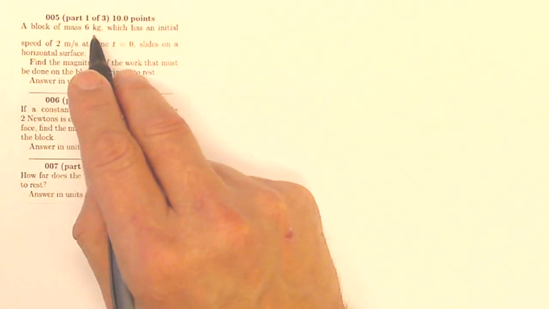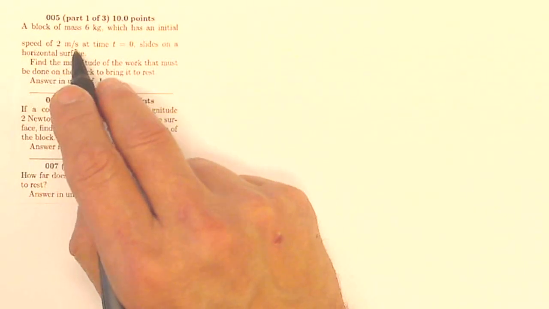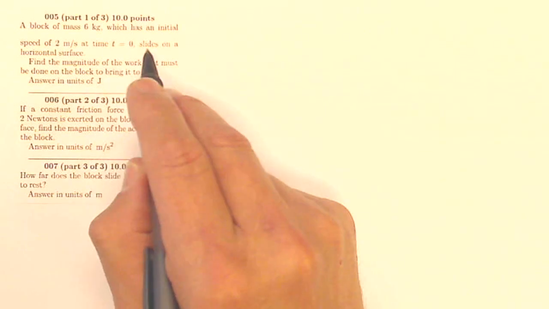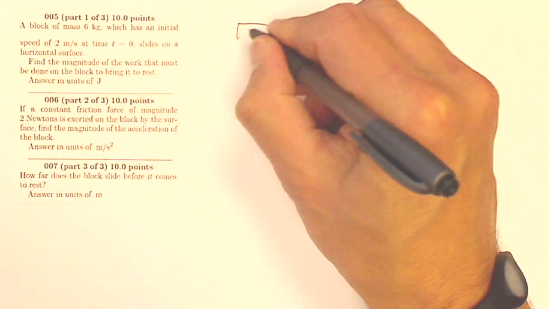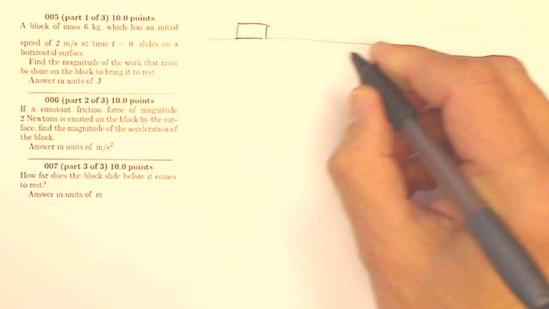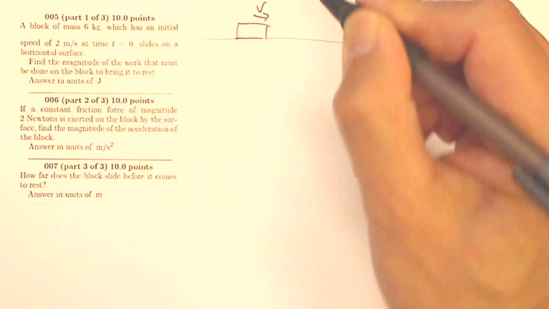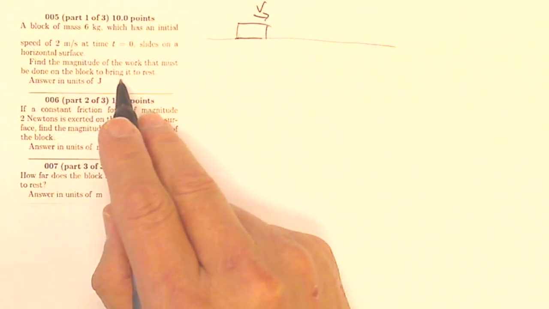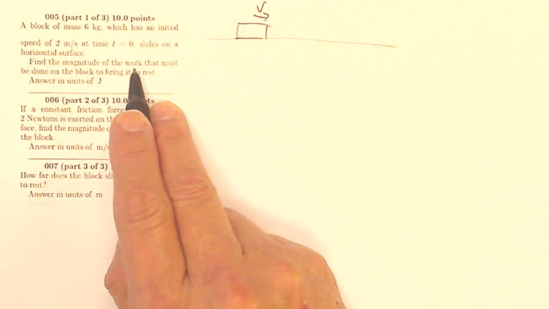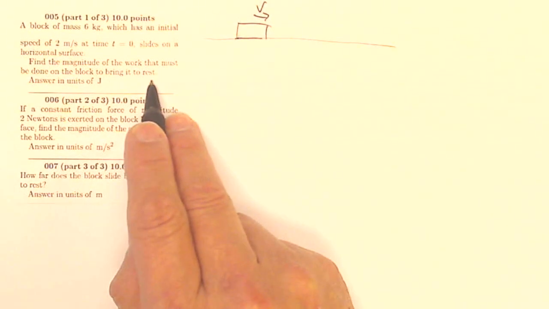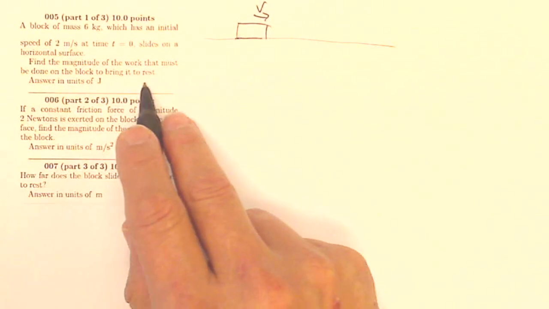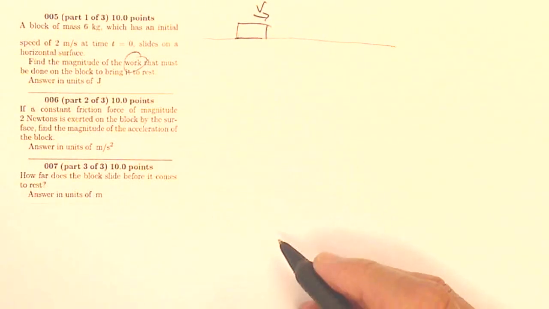A block of mass 6 kilograms, which has an initial speed of 2 meters per second at time 0, slides on a horizontal surface. So I've got this block that's already got an initial speed, v. Find the magnitude of the work that must be done on the block to bring it to rest. So I want to know how much work has to be done to bring it to rest.